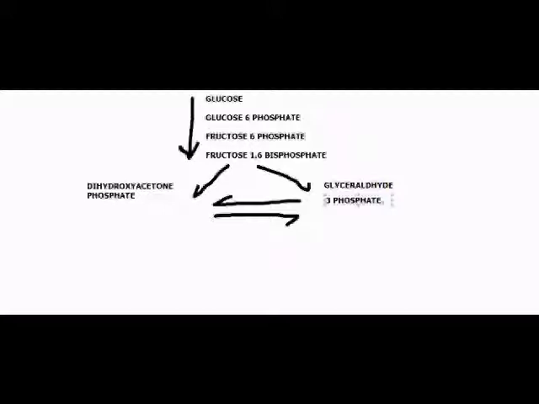Glycolysis starts at the top here with glucose. Now glucose is a hexose sugar. It is polar, but it has no net charge. However, it can't diffuse through the phospholipid bilayer. However, it is able to pass into the cell from the blood by some transporters.